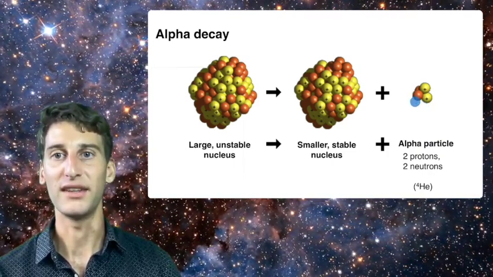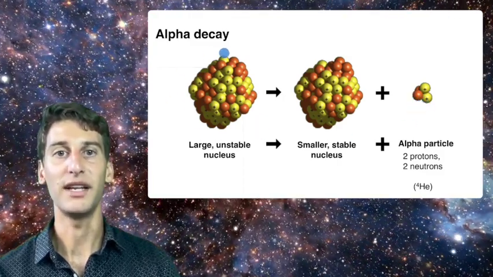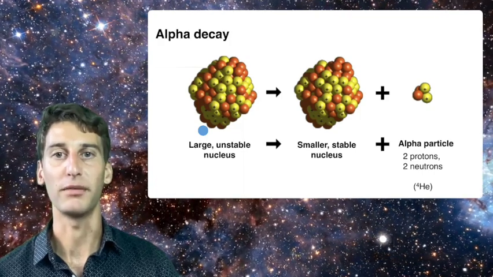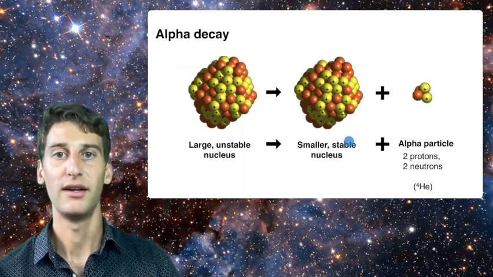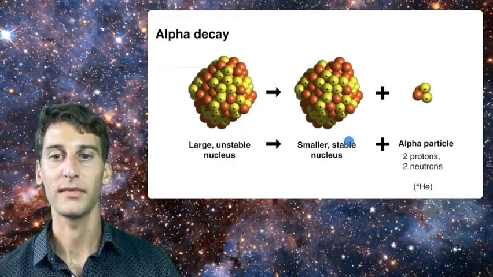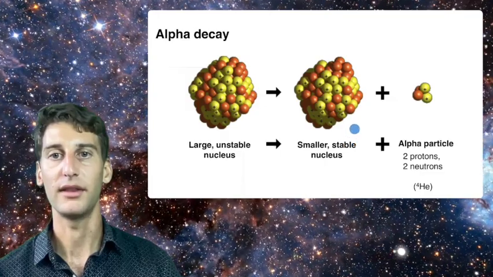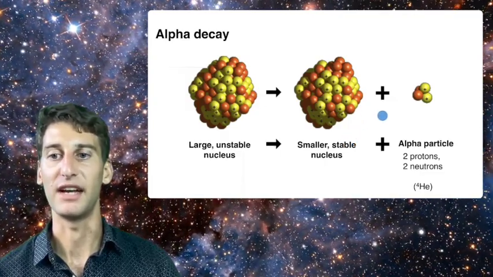So here you can see there's a 1-to-1 ratio of neutrons and protons. So if you have a bit too many protons, you can become more neutron-rich by ejecting an alpha particle. So that's what emerges in these really high mass nuclei. They become more stable through this process of alpha decay.